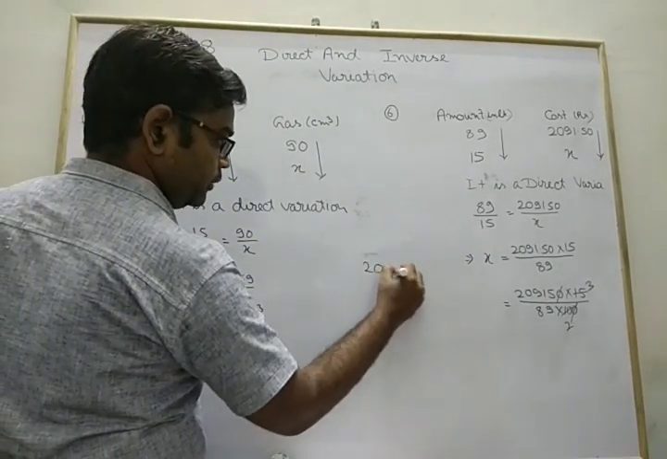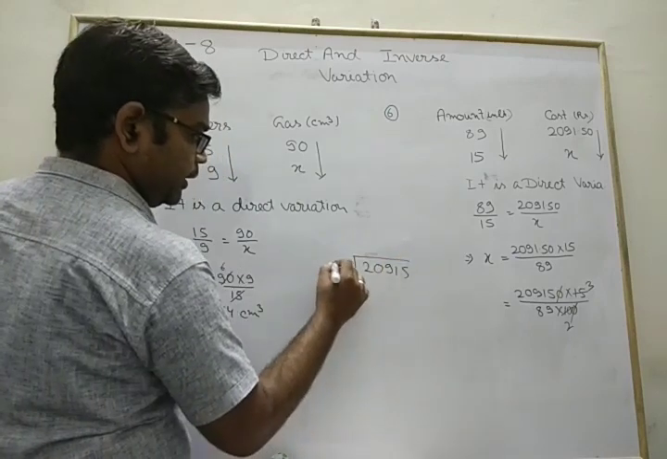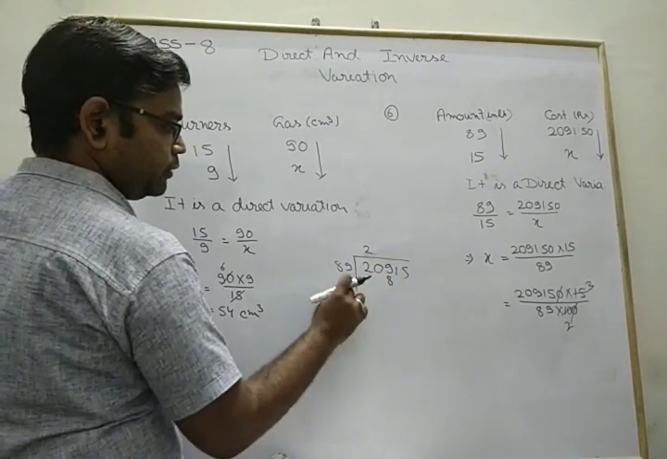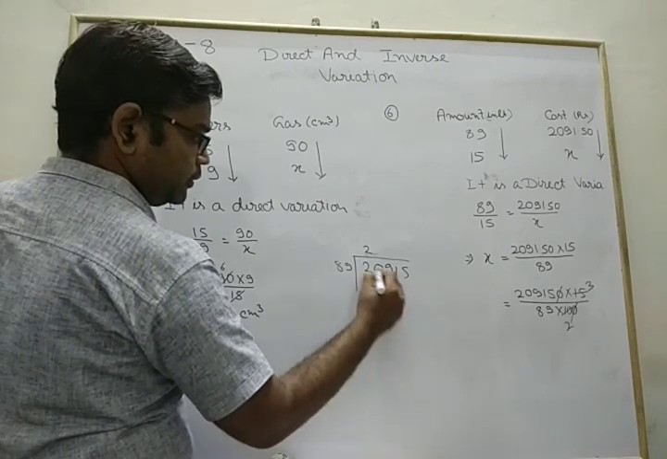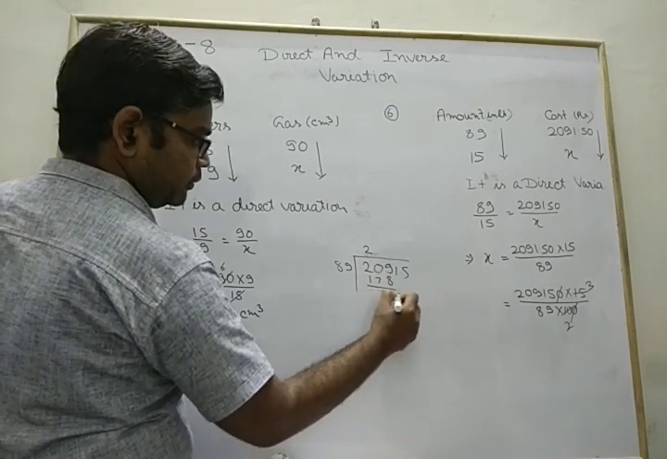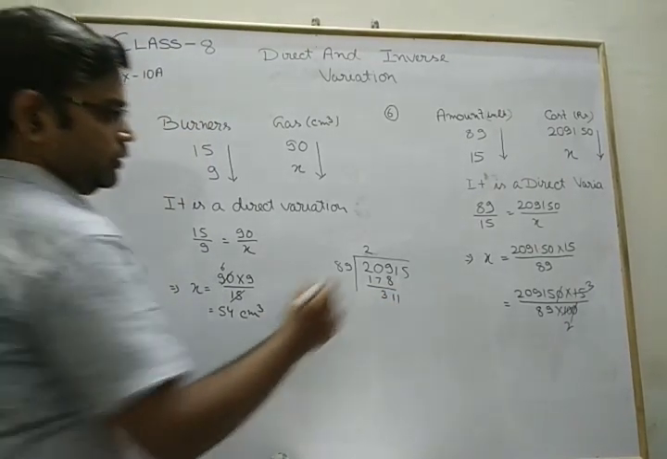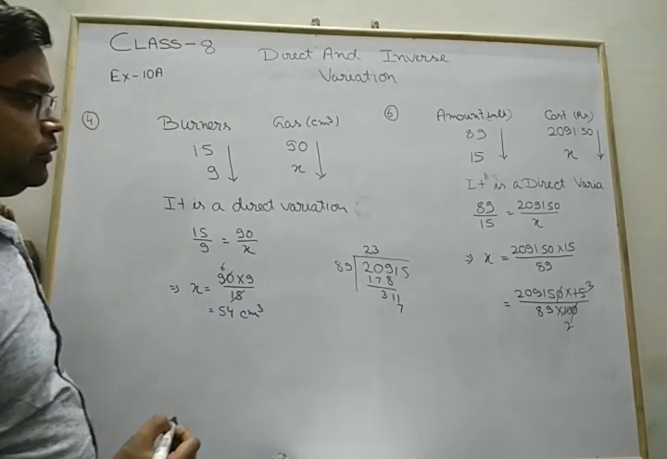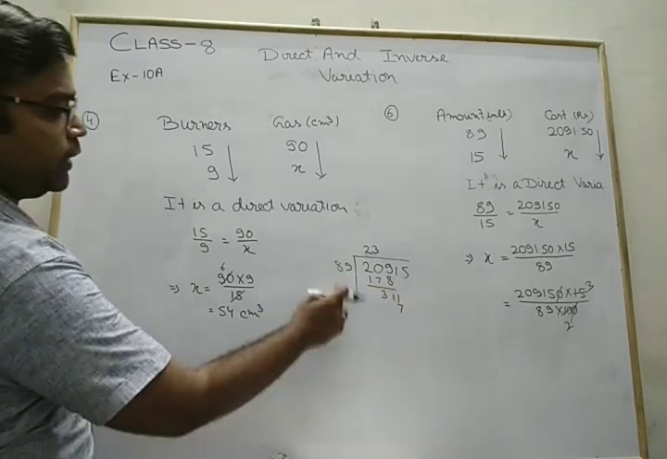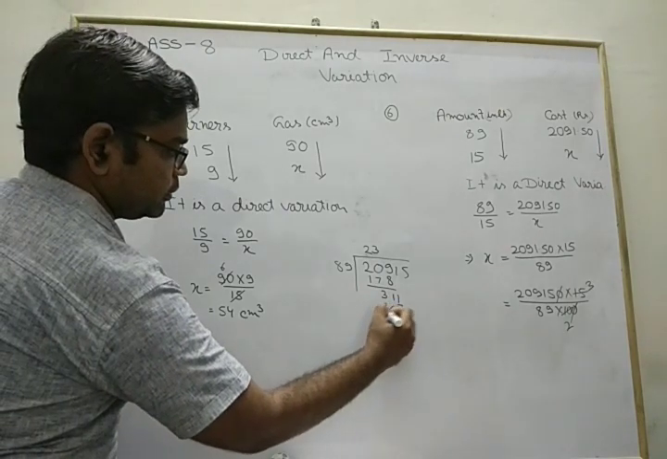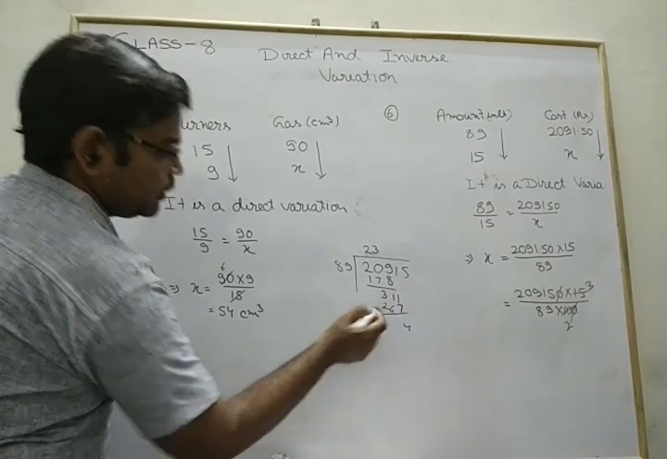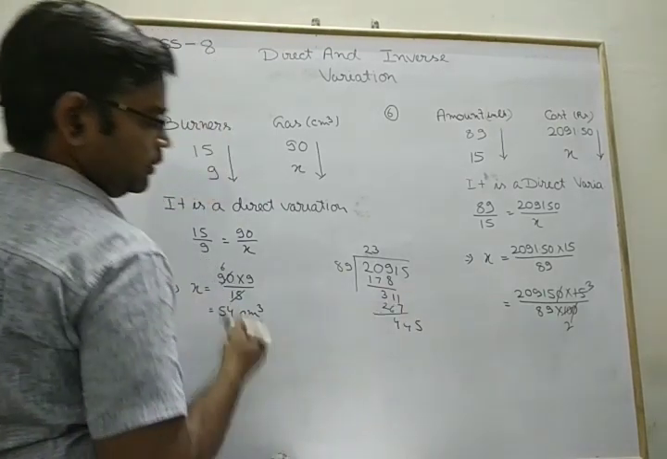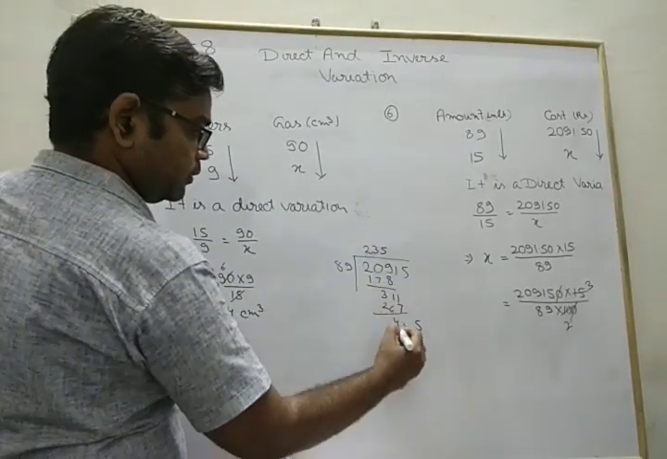20915. Let's check whether it's divisible by 89 or not. 8 2s are 16, 16 plus 1 is 17, 10 minus 7 is 3, 3 and 1. 8 3s are 24, 24 plus 2 is 26, 10 minus 6 is 4, 44, and then we use 5. If we say 5, it's 445.